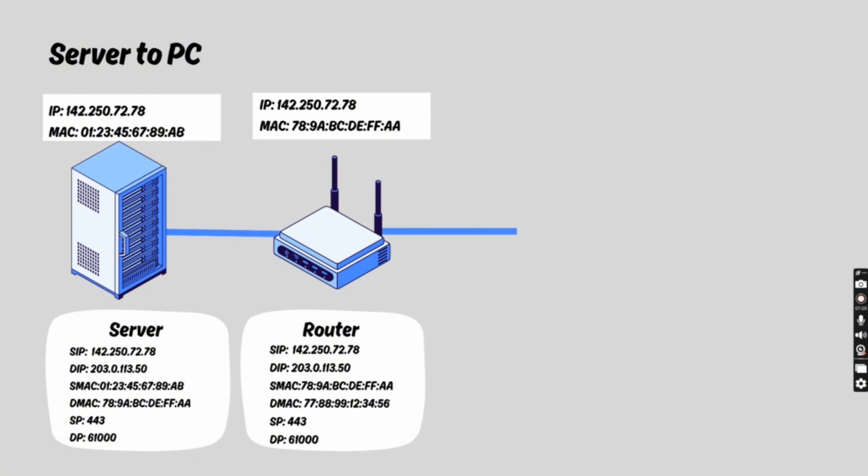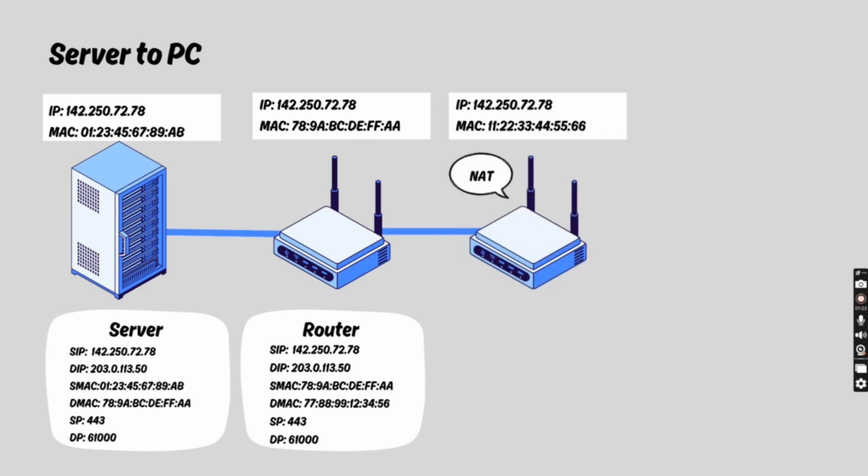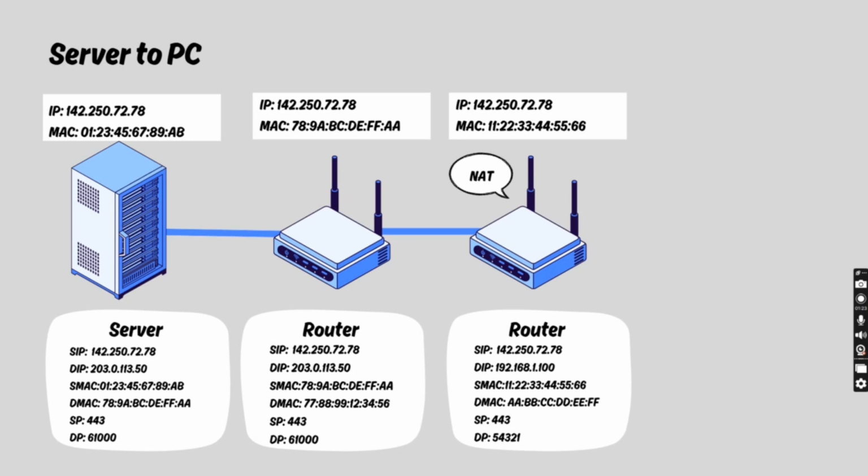And next, the packet reaches router 1, where network address translation, or NAT, is applied to map the public IP address back to the PC's private IP address. At this stage, the destination IP address is changed from 203.0.113.50 to the PC's private IP, which is 192.168.1.100.